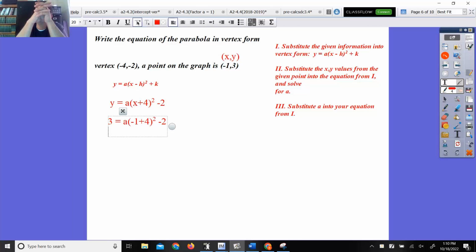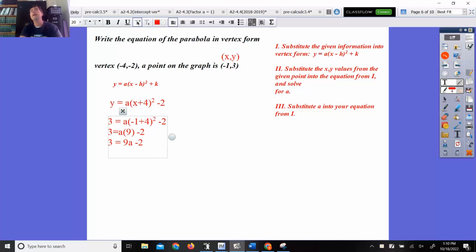Not 7. I know what you did. There's a 9 there. Negative 1 plus 4 is 3. 3 squared is 9. Then minus 2. I was hoping I'd hear that 7, because that's a very common mistake. A lot of kids do 9 minus 2, but that 9 is actually married to what? A. So 3 is 9a minus 2.